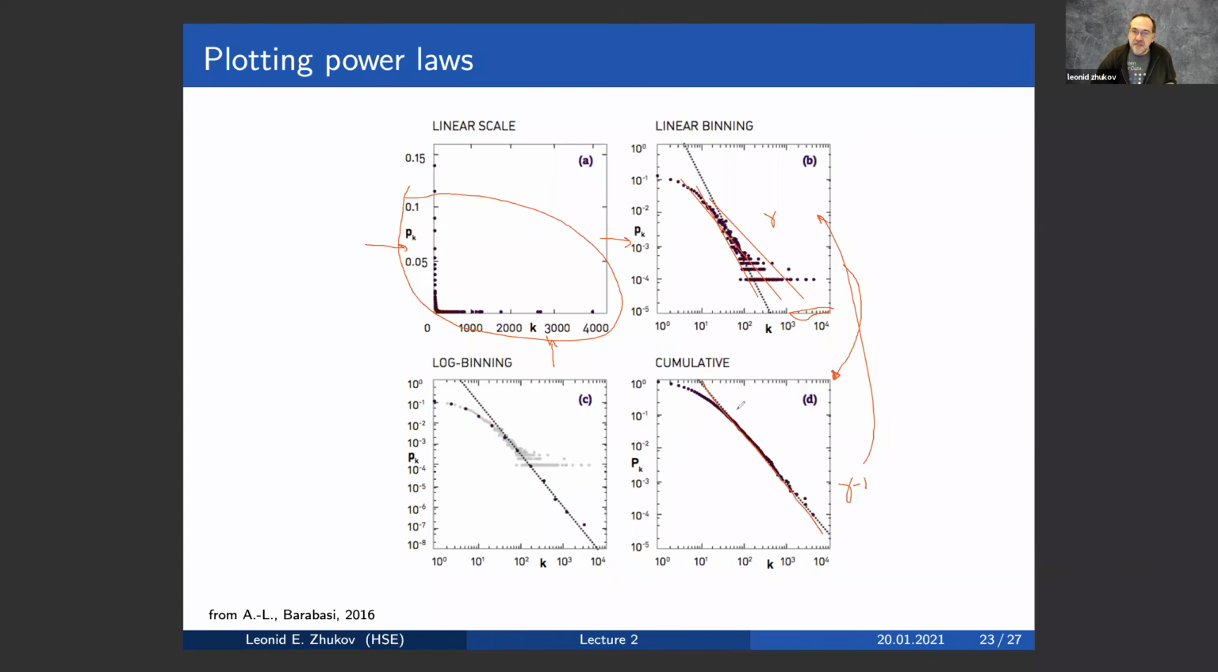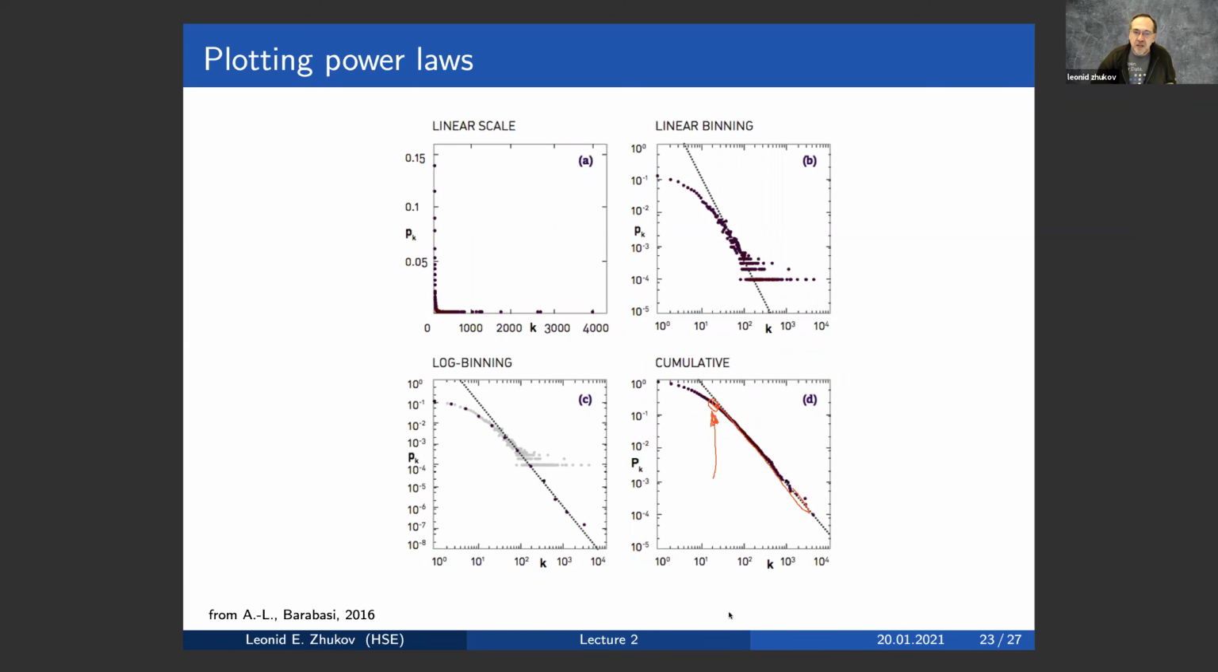Now, there is still a question. Even if we have this nice and smooth line, maybe I should draw a line this way, or maybe this way. Where does the actual power law start, right? By looking at this, it feels like it starts there, but maybe not. So the question is, how do I find this point from which I draw my line?